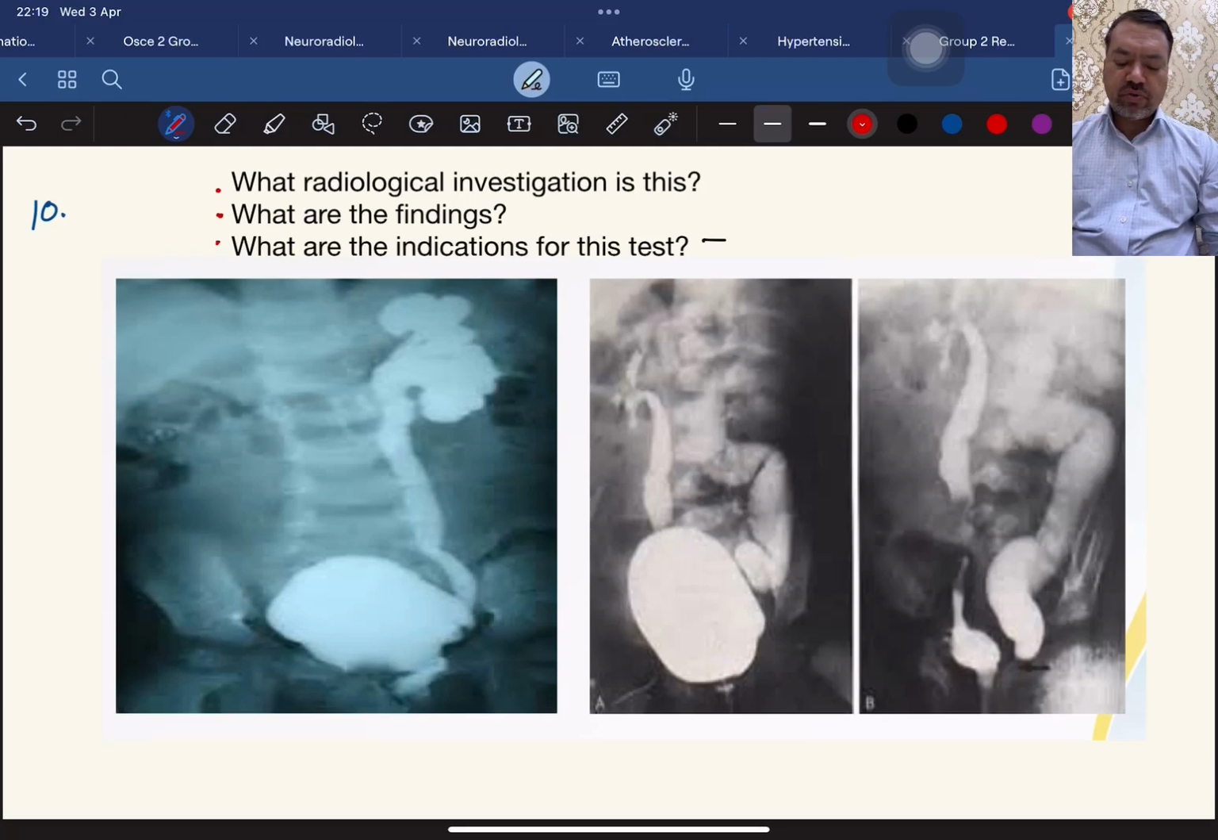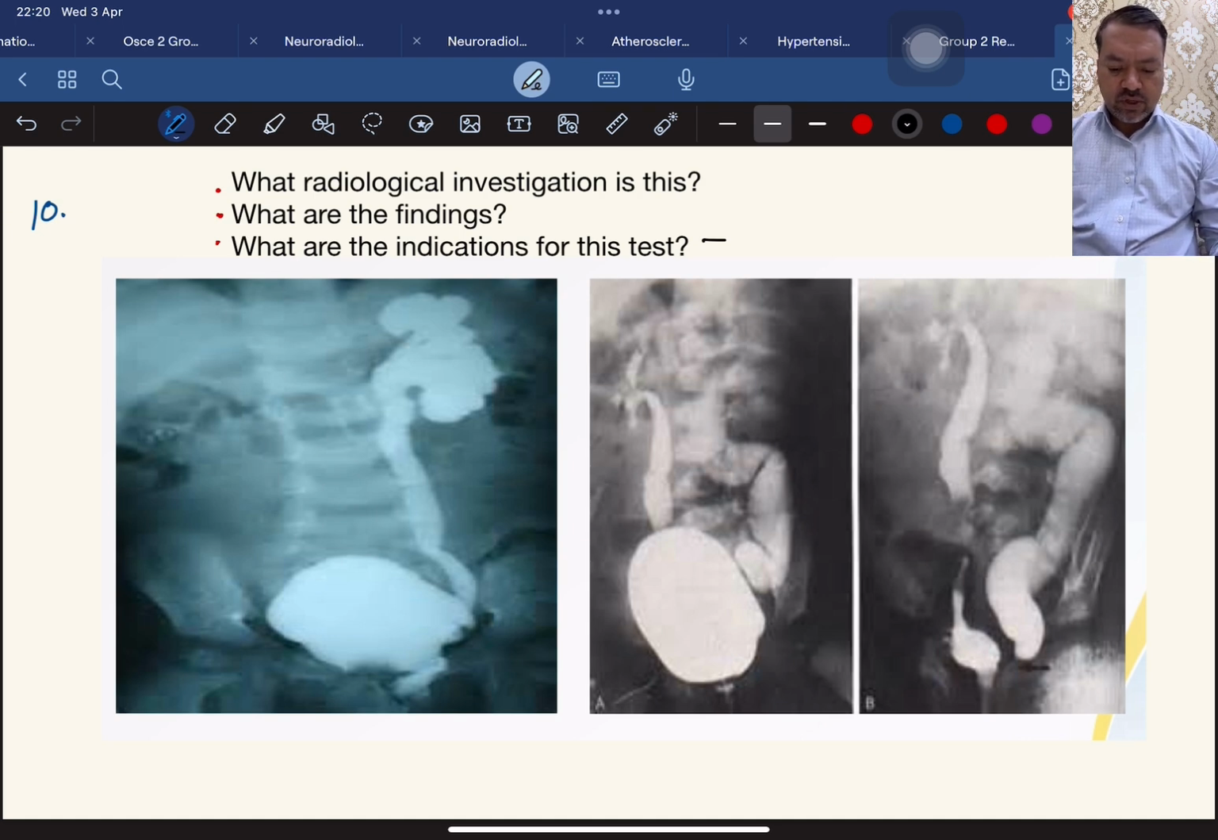So I'm just continuing the second part of the OSCE from radiological diagnostic. So let's continue. This is number 10. So look at the question here. The question is, what is the radiological investigation? What radiological investigation is this?